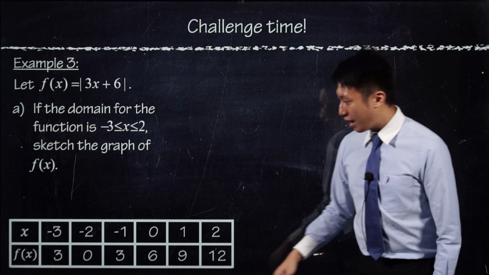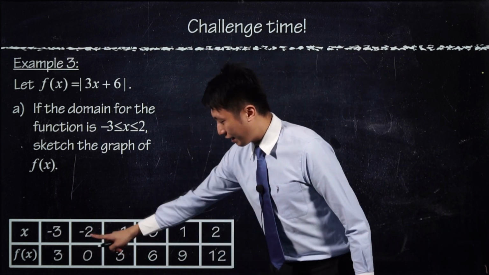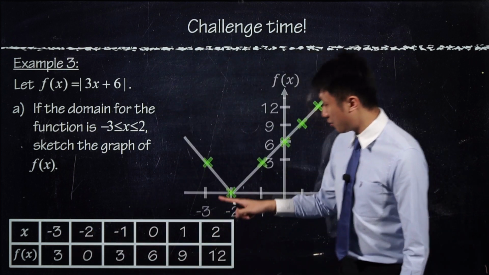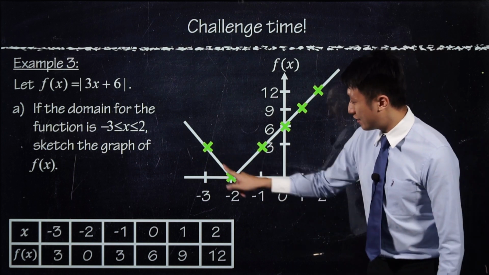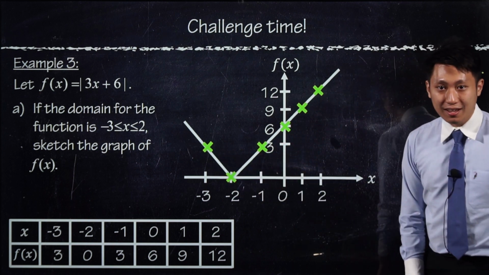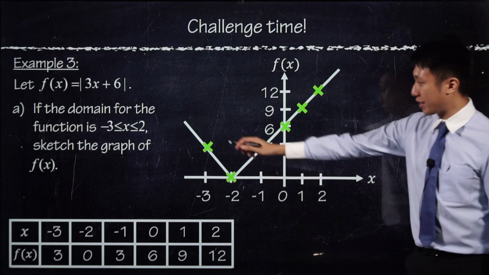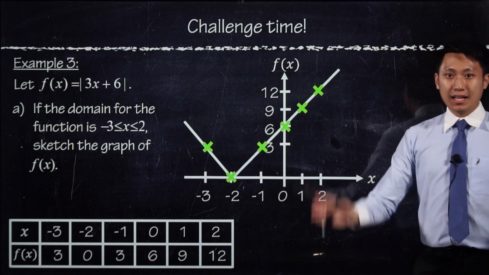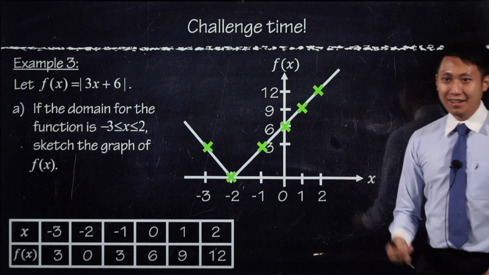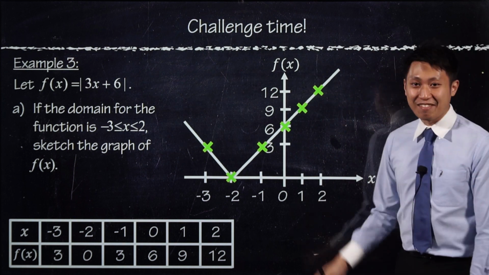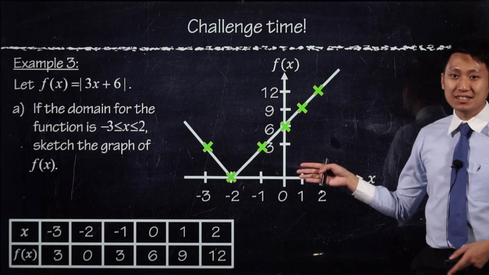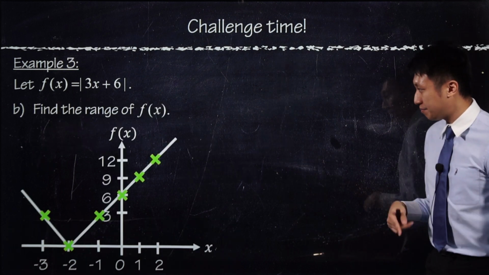Then what I do, I plot negative 3, 3, negative 2, 0, negative 1, 3, and so on. So I plot all these x's. Then I join them together, and that gives me this graph. V shape, V shape, V shape. So the modulus function is a V shape.